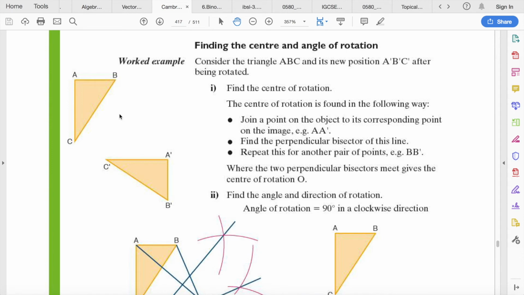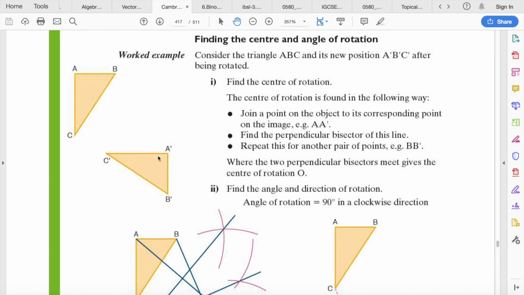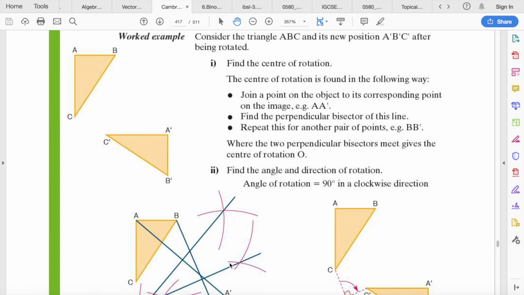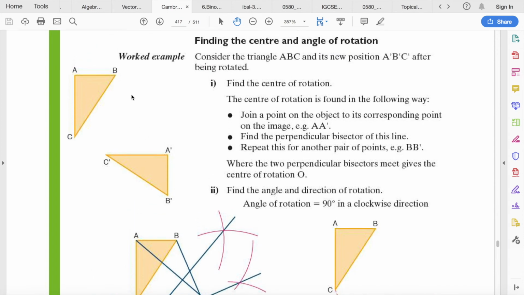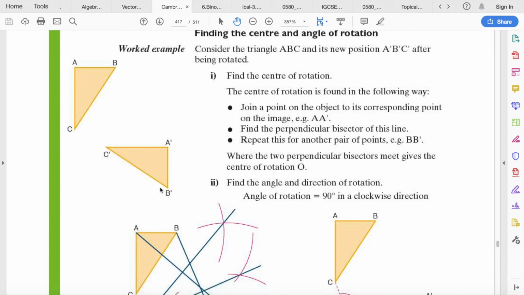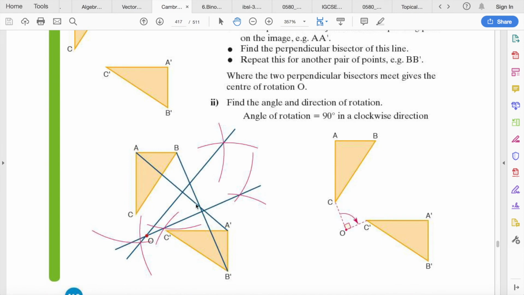Then choose two pairs, I mean one point and its image, and another point and its image. For example, A and A prime are two corresponding points. Join them, as you see in this diagram. Then choose another pair, B and B prime. Be careful, they should be corresponding points. Don't join B to C prime, but B to B prime. Then join them using a straight line.